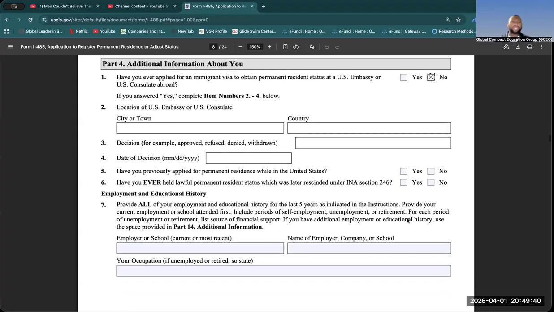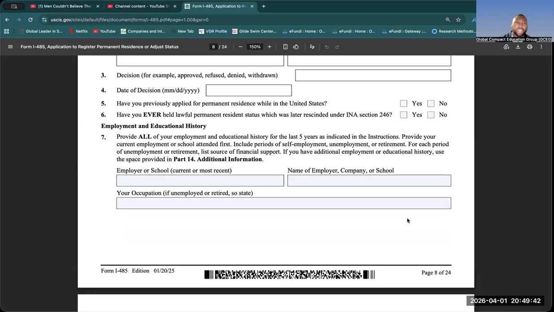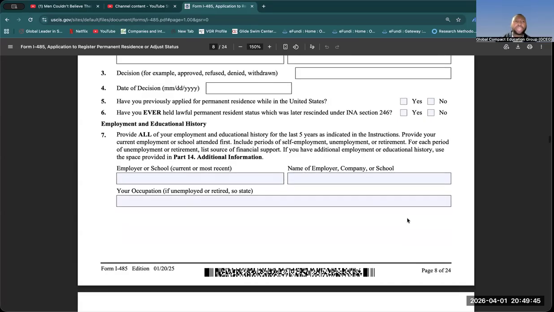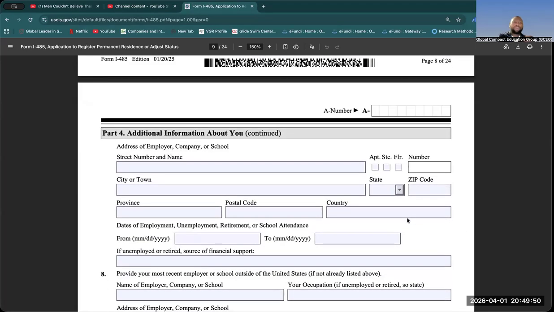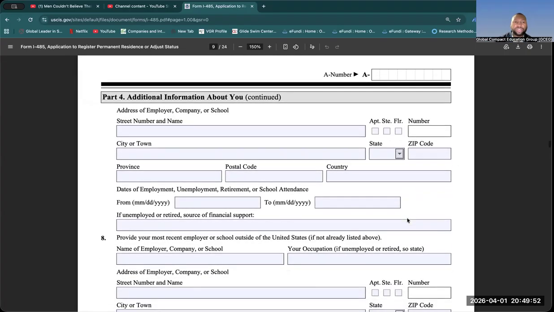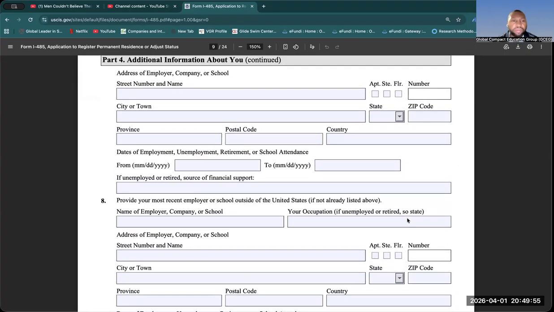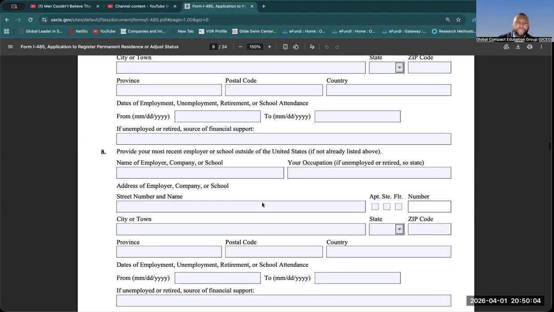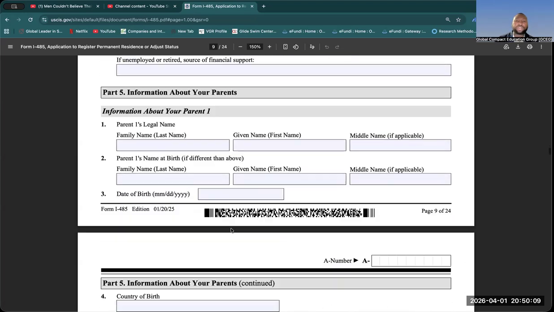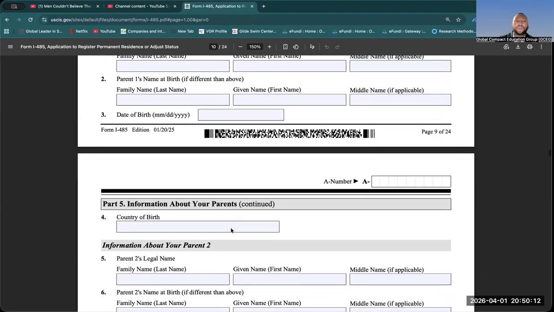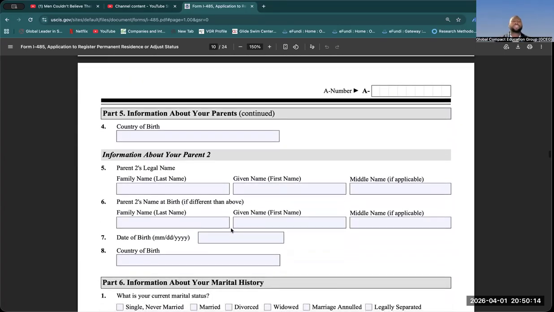These are straightforward answers that you have to put. Employment and education history, you put that information right there. Additional information about you: you put your address, dates of employment, or if you're unemployed or retired, or school attendance, you put the dates there. This is all self-explanatory. Information about your parents: you need to put your mom and your dad's information there.